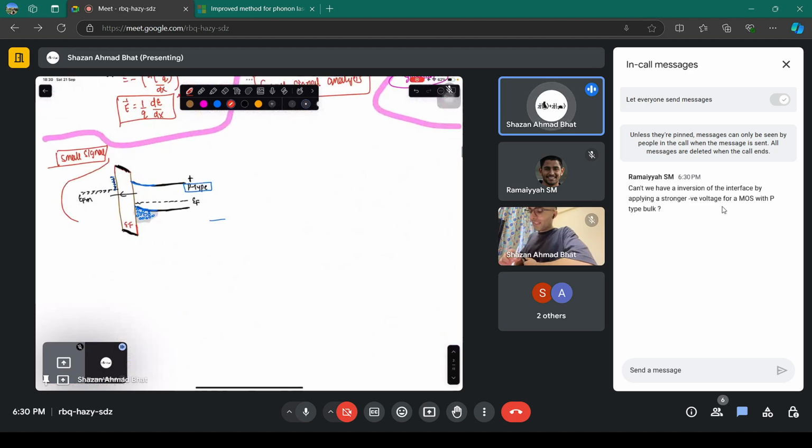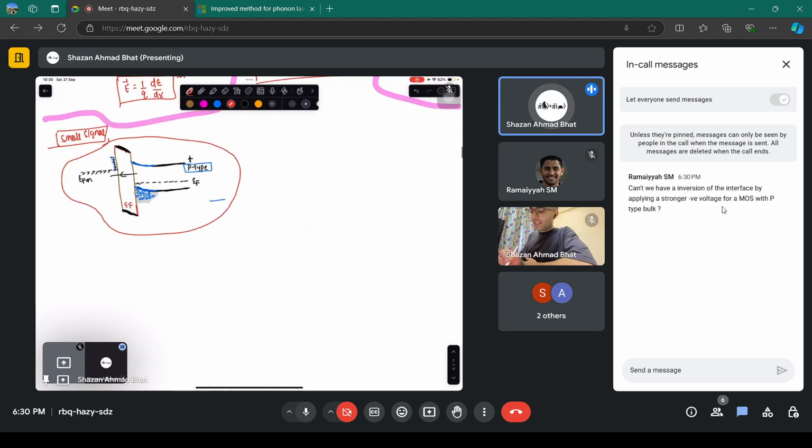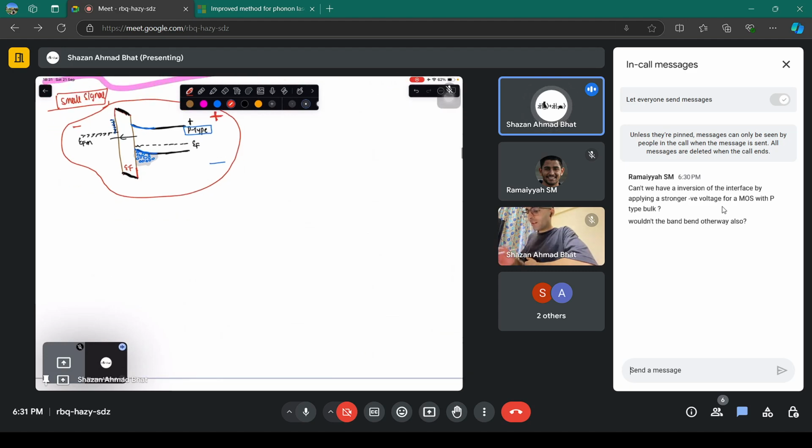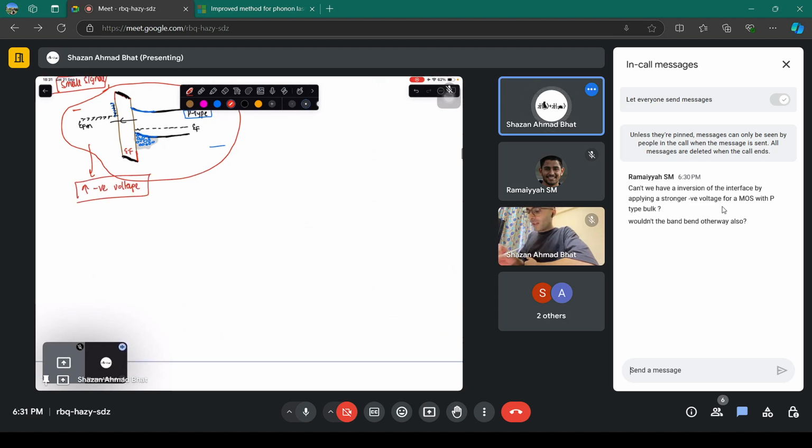You're saying in this scenario, if we go on increasing the negative voltage, what is going to happen? That is a very good question. Wouldn't the band bend the other way? The other way it cannot bend. Your first question, you had thought it clearly, but the other way it cannot bend. What will happen? I'll tell you. If you go on increasing the negative voltage in the accumulation range, these bands will bend further.